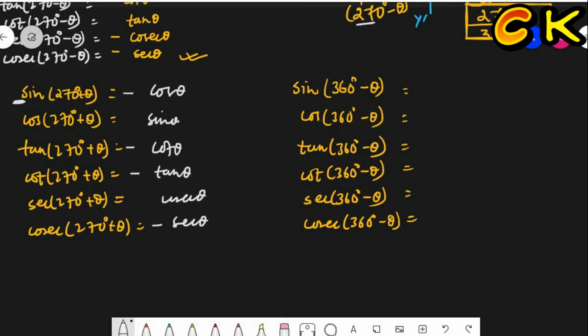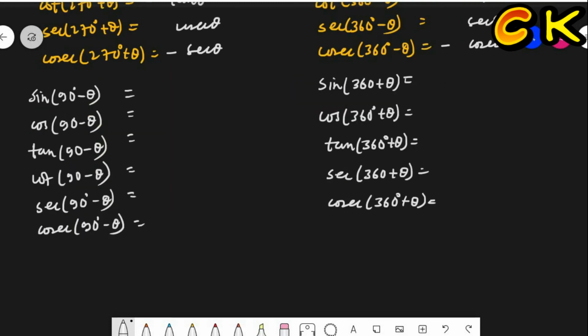As you know, 360 degree minus theta means even multiple of 90, so no change. That is, sin of 360 degree minus theta will be sin theta, cos will be cos, tan will be tan, cot will be cot, sec will be sec, cosec will be cosec. Now it lies in the fourth quadrant, so sin negative, cos positive, tan negative, cot negative, sec positive, and cosec negative.